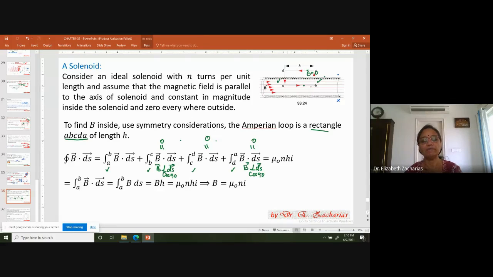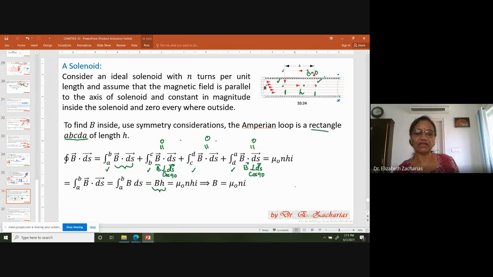If you look at AB, let us say the length of this rectangle is H, and at all points on this rectangle, the magnetic field value is B. It's a constant. So integral B dot ds will simply become B into H. All other things will become 0.